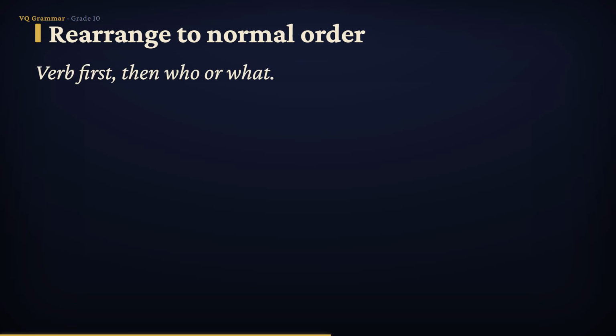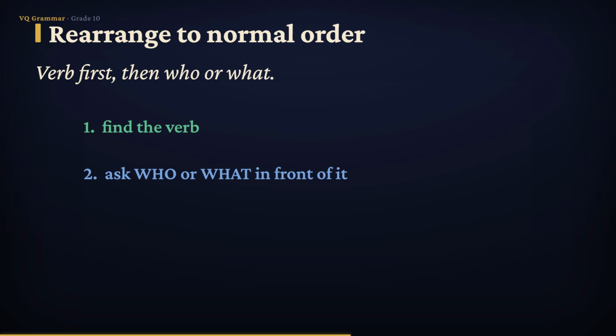Let's turn all of that into one reliable method you can run on any sentence, no matter how twisted the order is. Step 1. Find the verb. That's the word showing the action or the state of being. Step 2. Ask who or what in front of it. Whatever answers that question is your subject, and it does not matter one bit whether it sits before the verb or after it.